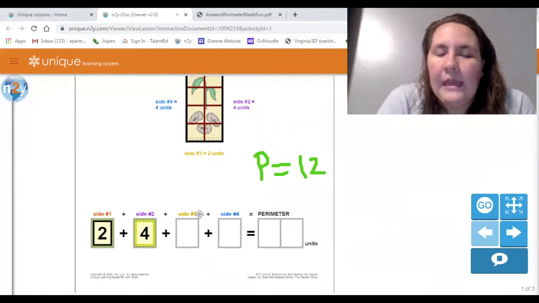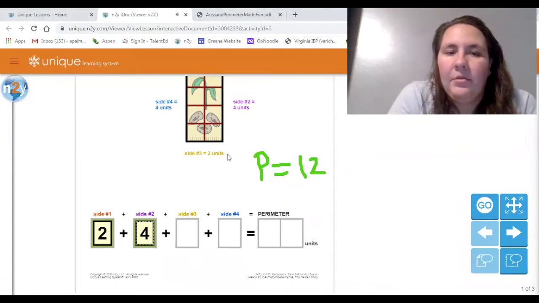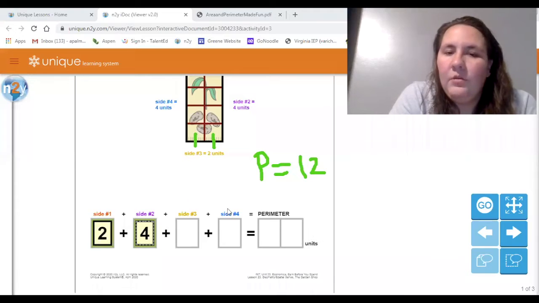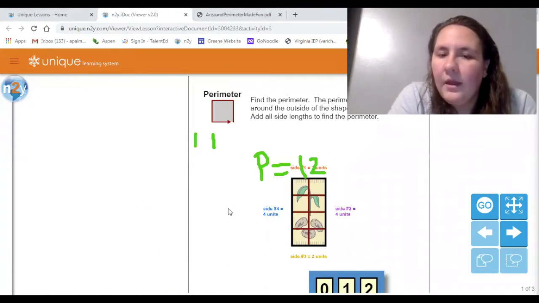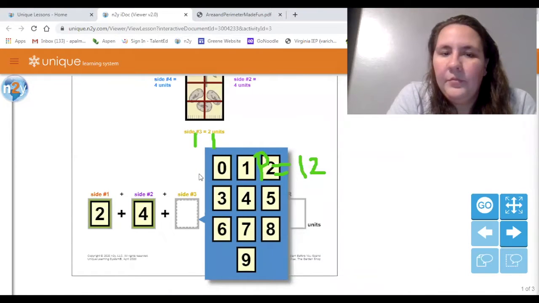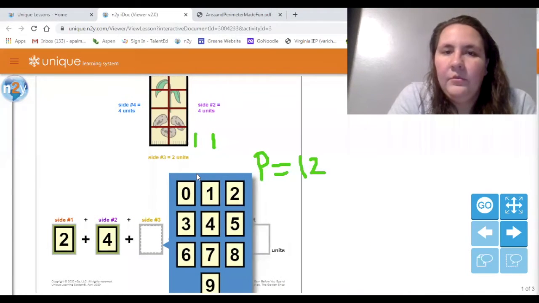Okay, next we're going to do side number 3. It's down here on the bottom. So how many units does that have? 1, 2. Good counting. Can you, with your finger, touch the number 2? Touch the number 2. Very good job. All right.